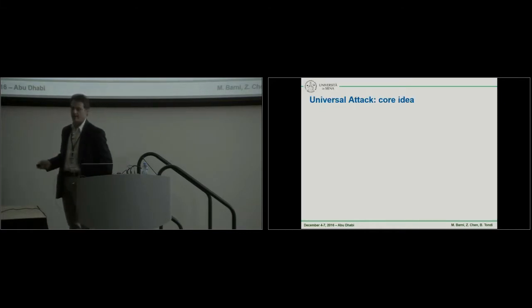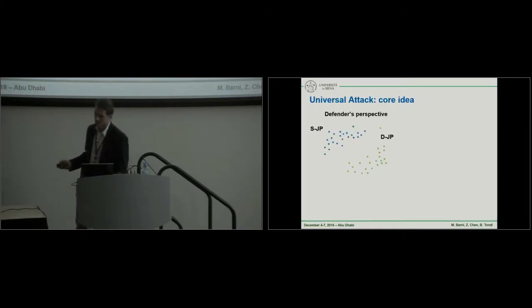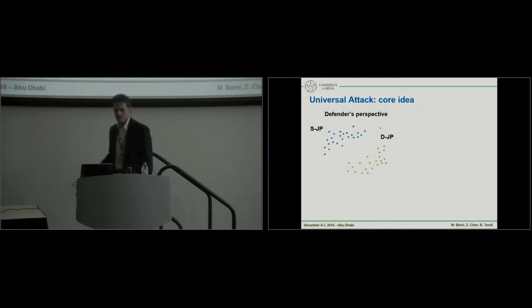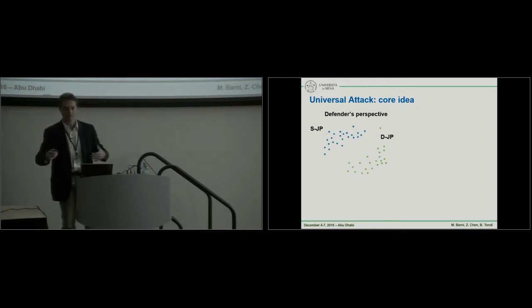So the universal attack, this is the basic idea. Here you have the defender's perspective. The defender has two classes of images, single JPEG and double JPEG, and he wants to draw a classification region between these two. By relying on some classifier, he's able to distinguish these two classes because they are rather well separated.